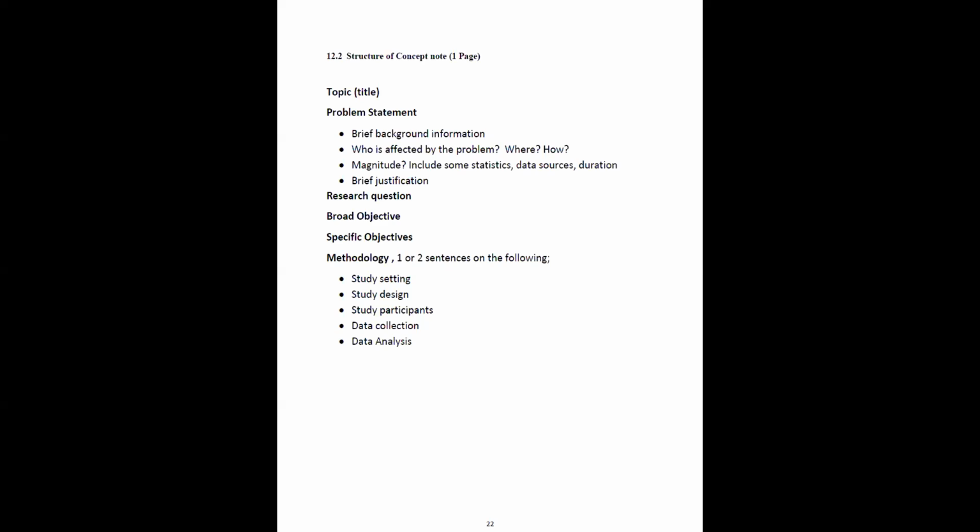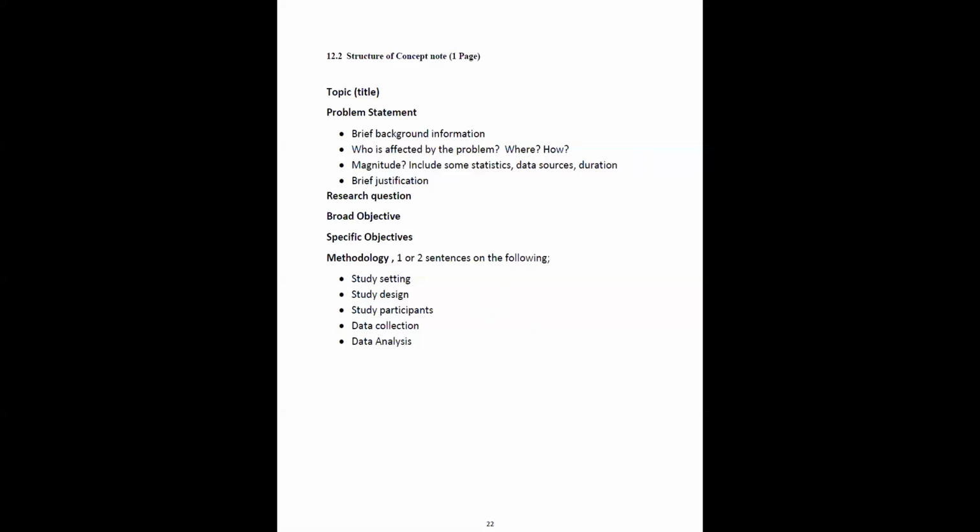Then from there, you give us a brief justification. I think I'll give you an example where you need to justify why you want to do this research. A very short paragraph. Then from there, you write a research question. You write your broad, main objective, and you write specific objectives. Then you write your methods, 1 or 2 sentences on the following issues: where you want to do your study, the study design, study participants, data collection, and data analysis.